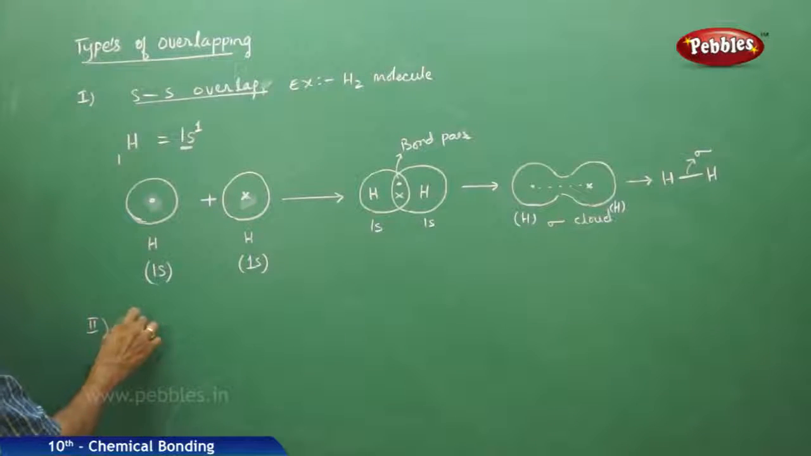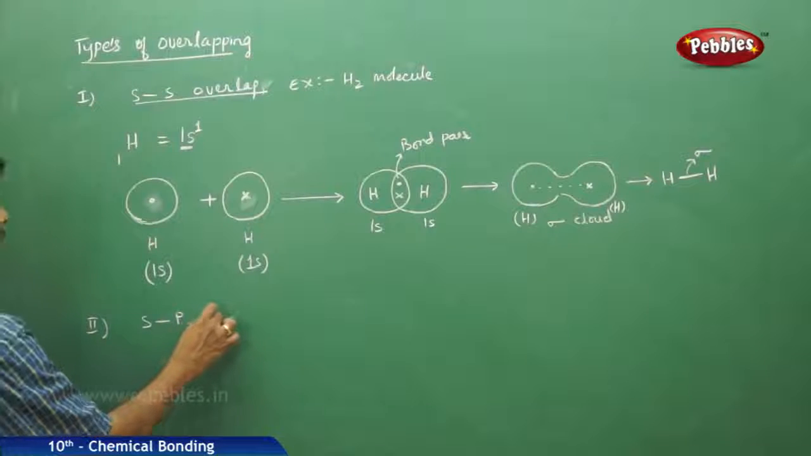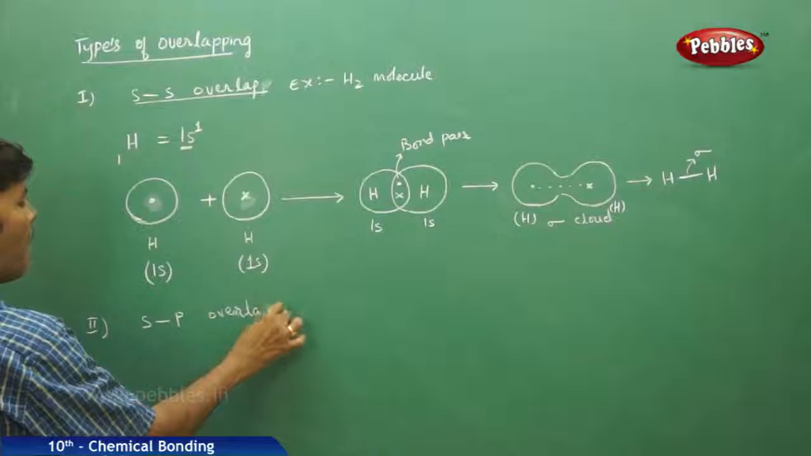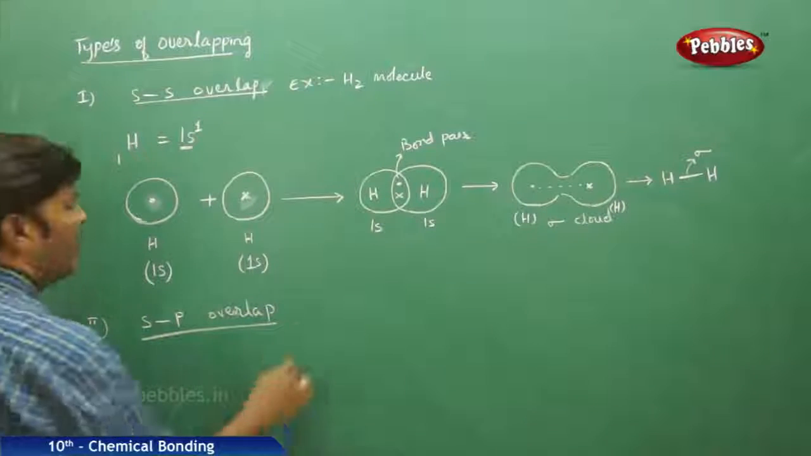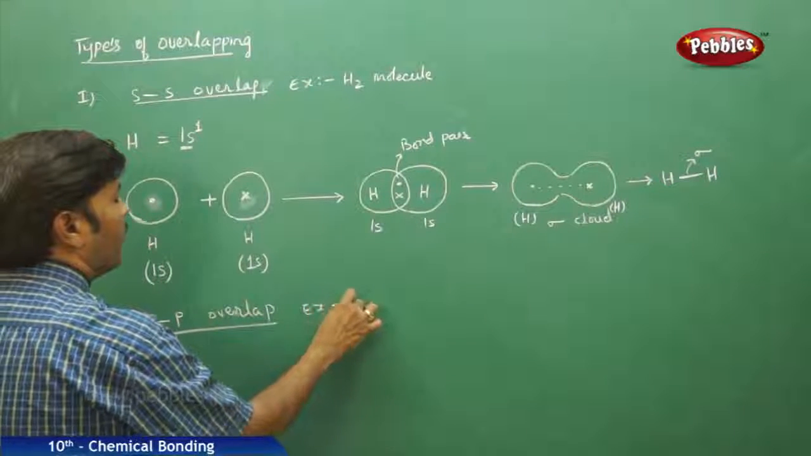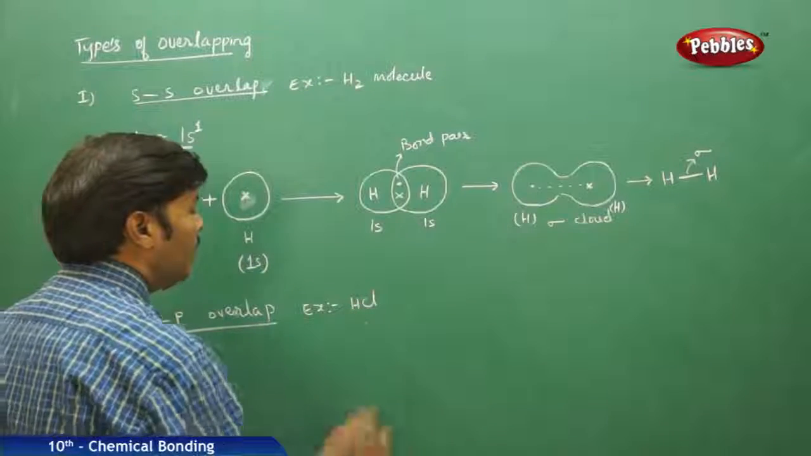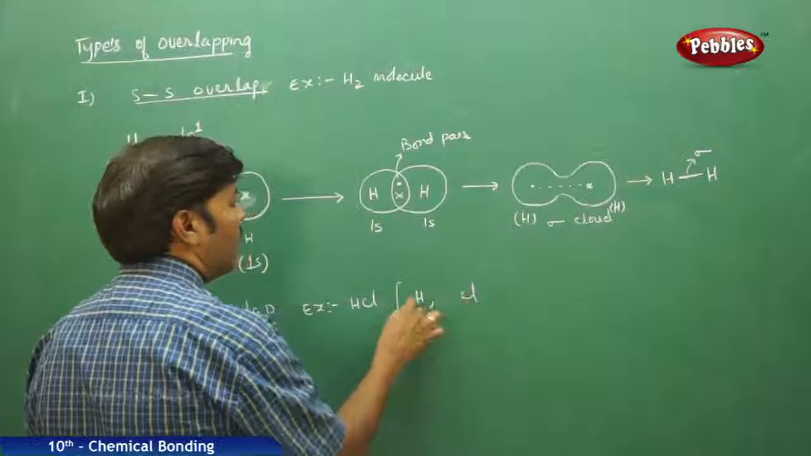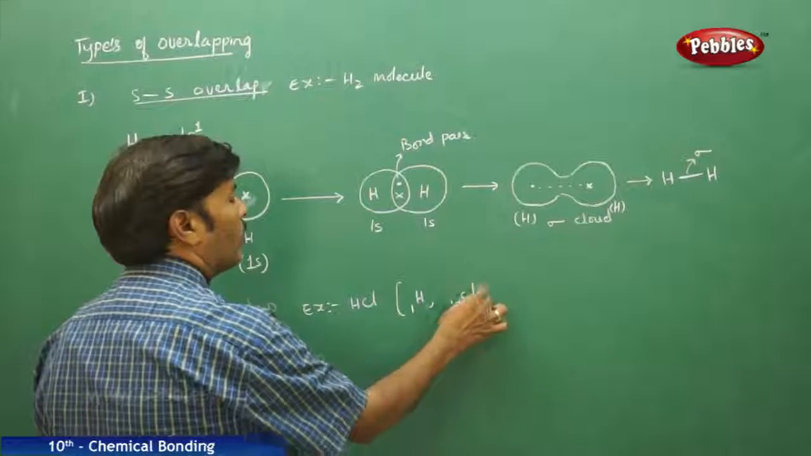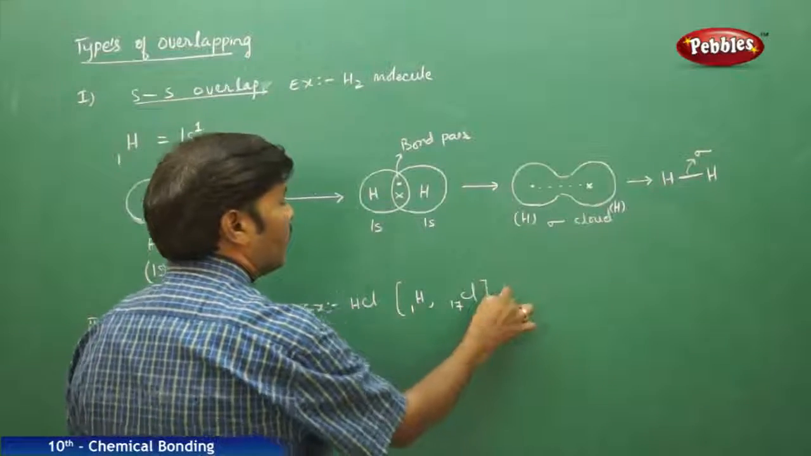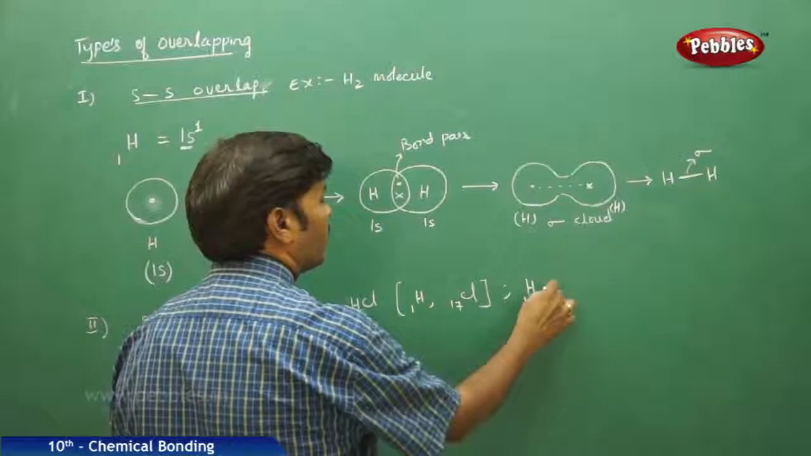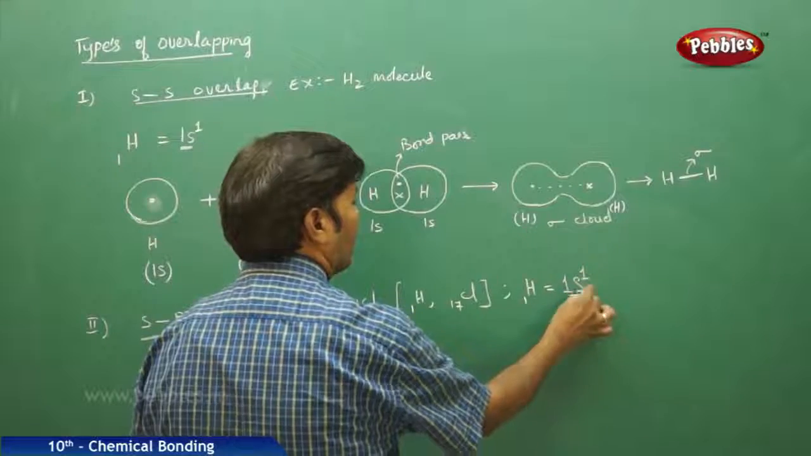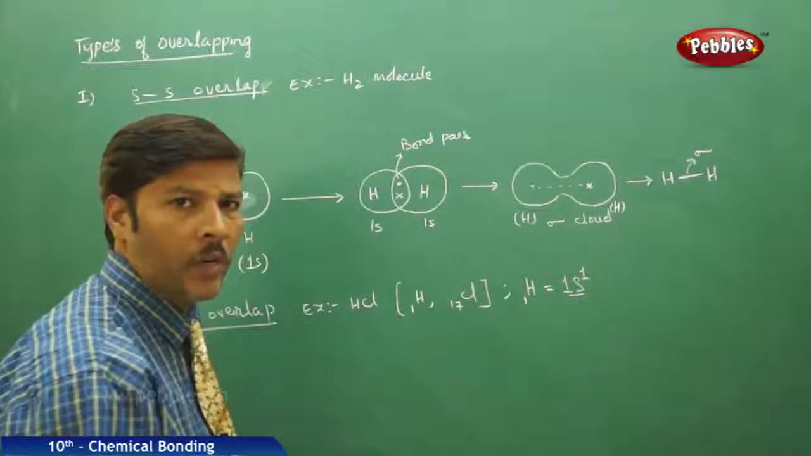Go for the second type of overlapping, sp overlapping. If you go for an sp overlap example, the best example is the HCl molecule. In this HCl molecule, you are able to find two atoms, one hydrogen and one chlorine. Hydrogen's atomic number is 1 and chlorine's atomic number is 17. For hydrogen, write the electronic configuration 1s1. So it has a 1s atomic orbital and one electron.